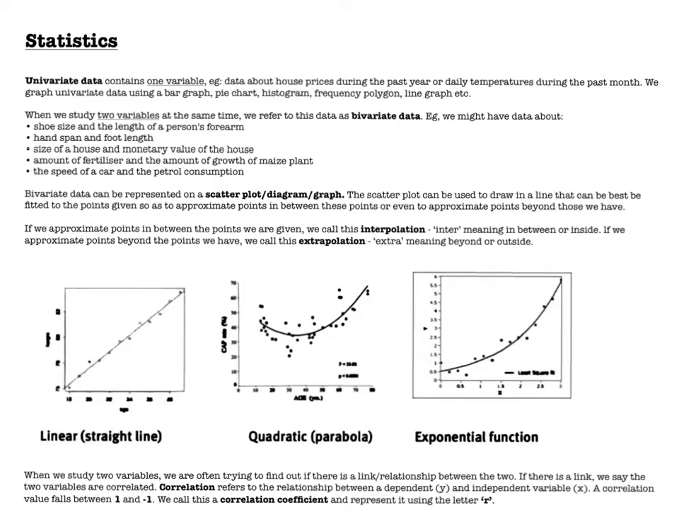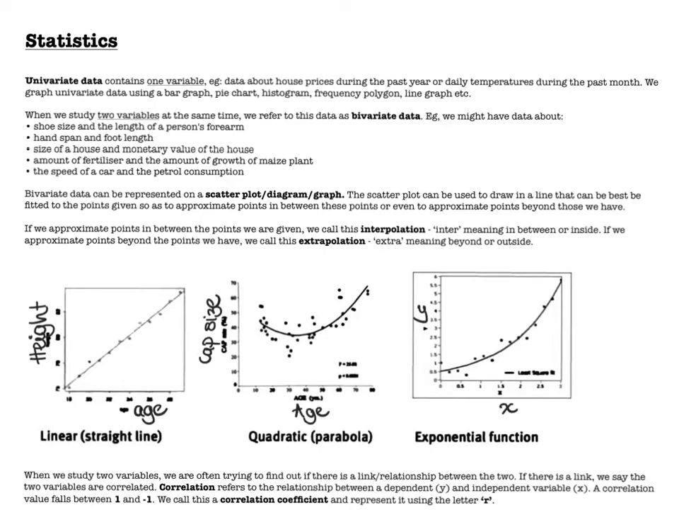When we study two variables at the same time, we refer to this as bivariate data. And bivariate data can be represented on a scatter plot. If we look at the three examples we have here, we have three different scatter plots. We have one where there is a linear or a straight line. You have one that is a quadratic or a parabola, and you have an exponential function. So these are all examples of scatter plots. The line that you see there relates to different types of graphs of functions.